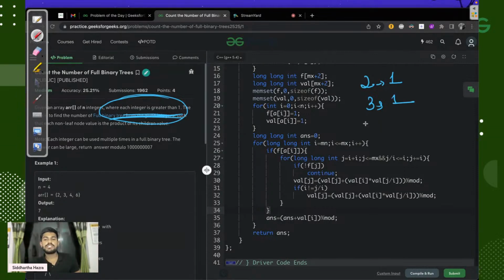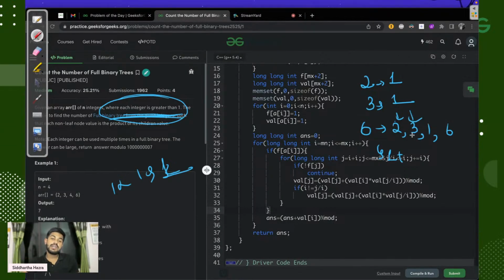Now suppose 2 and 3 are present, we come across 6. Then we come across the factors of 6. The factors of 6 are 2, 3, 1 and 6. So now see how we are getting the values. 2 and the next pair of 2 is 6 divided by 2, which is equal to 3, so the 2 can be coupled with 3 to make the value 6. 2 has a value 1, so 1 multiplied by 1 is equal to 1. So 6 would have an answer as 1.